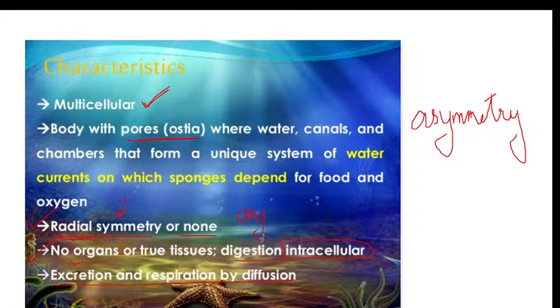So, these slide characters I'll tell you once more. Multicellular means the body is made up of large number of cells. The openings in the body are called pores or ostia. Now, they usually lack symmetry. Sponges are asymmetrical forms. Few are radially symmetrical. Now, there are no specific organs or tissues, and digestion is intracellular. Digestion is intracellular means ഒരു സെല്ലിനകത്ത് വെച്ച് digestion നടക്കുന്നു. അത് I'll explain. Then excretion and respiration is by diffusion.